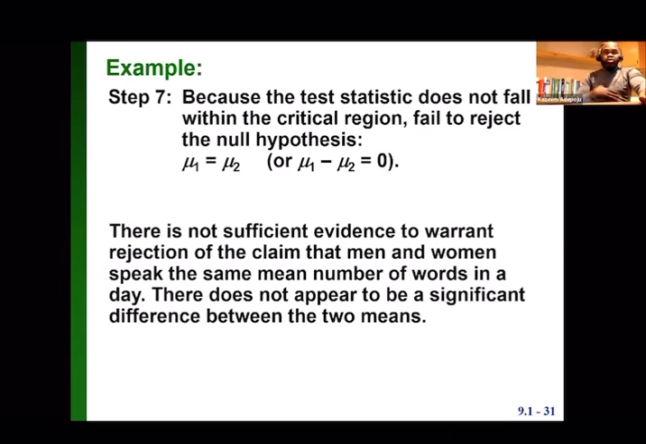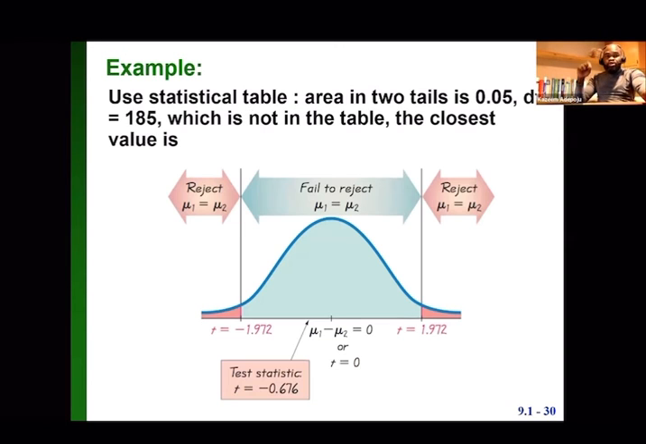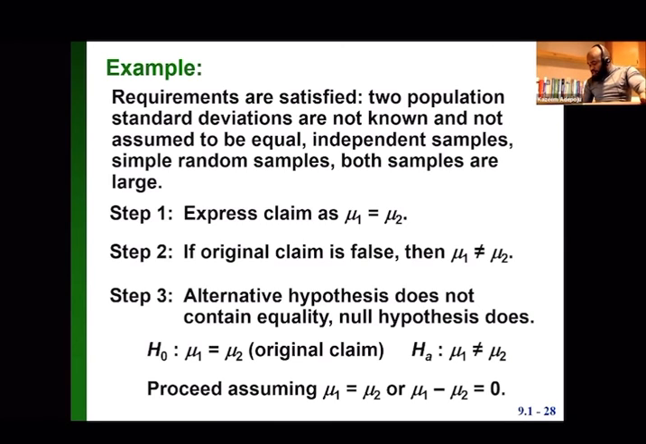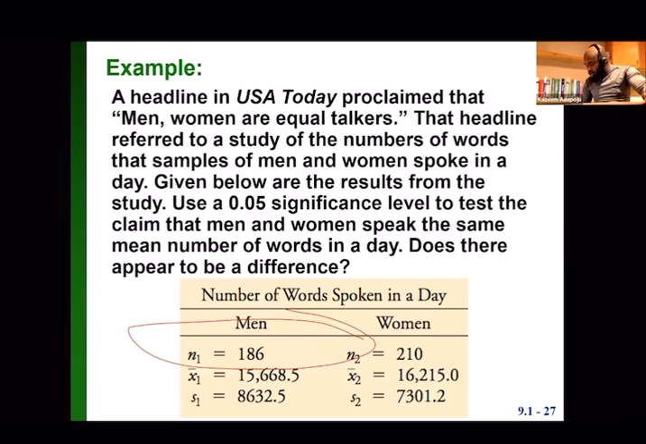Because the test statistic does not fall within the critical region, we fail to reject the null hypothesis. It means when you obtain the p-value for this test, you are going to fail to reject the null hypothesis. The null hypothesis is equality, that men and women are equal talkers. This gives an indication that USA Today were right in their claim that men and women are equal talkers.